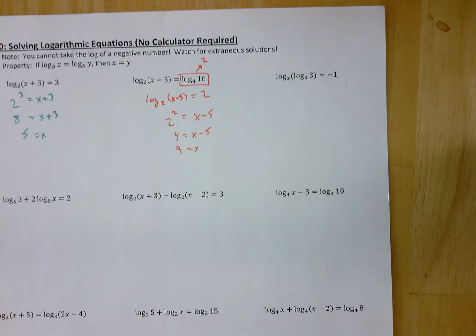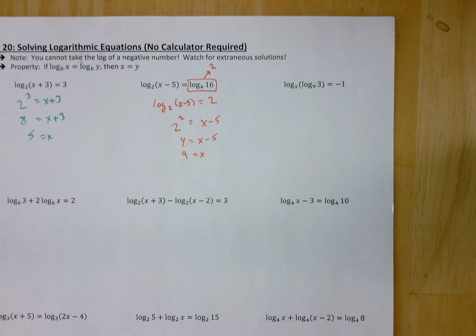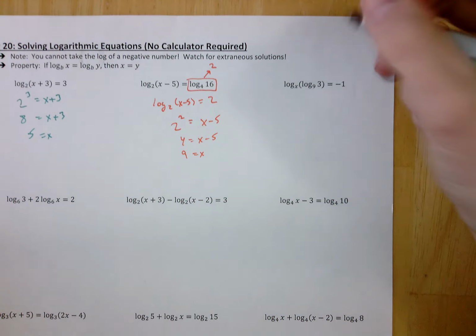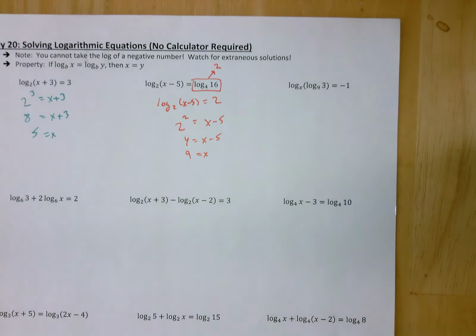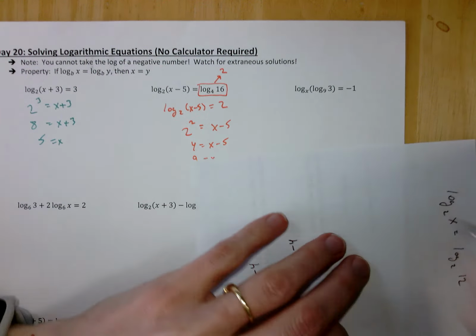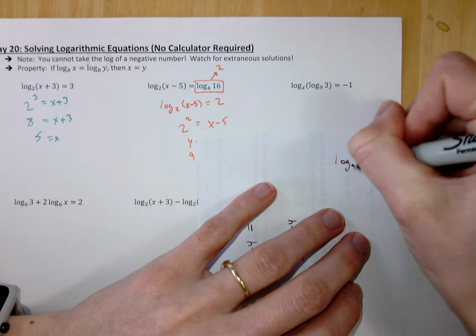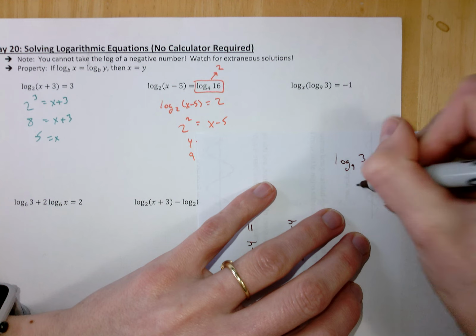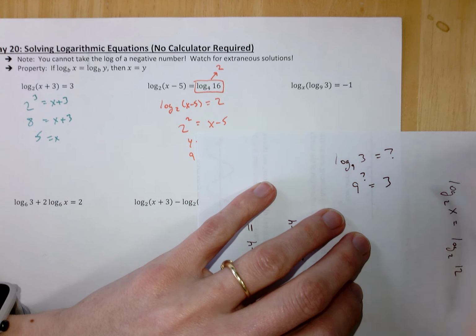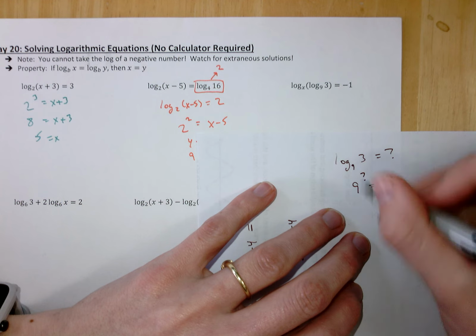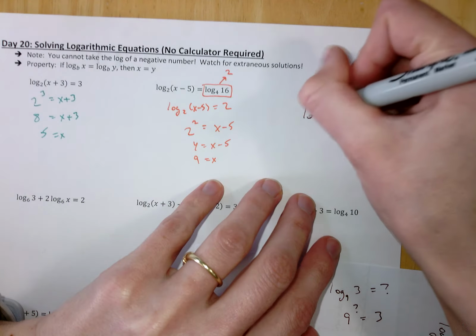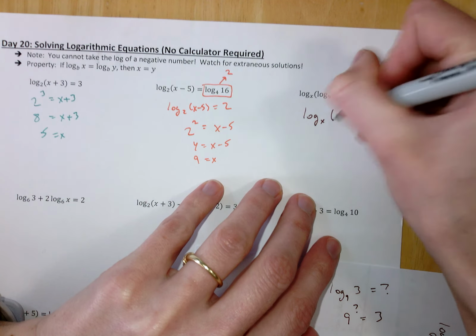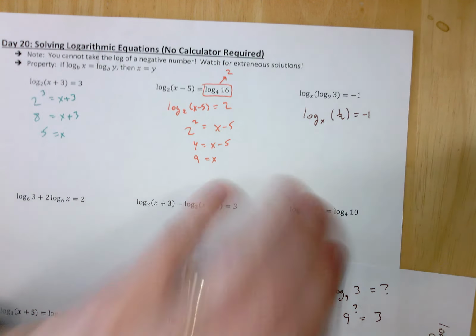All right, this guy here. Ooh, this one is a little bit weird. We have sort of nested logs. So I'm going to start on the inside and see if I can simplify this guy. So log base 9 of 3. I'm thinking to myself, what is this going to equal? 9 to what power is 3? Well, 3 is the square root of 9, right? So 9 to the 1/2 power is 3. So this is the same as log base x of 1/2 equals -1.